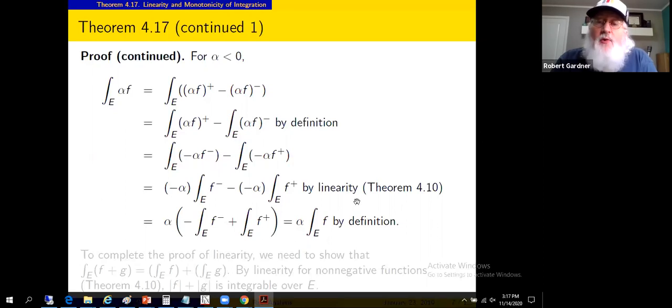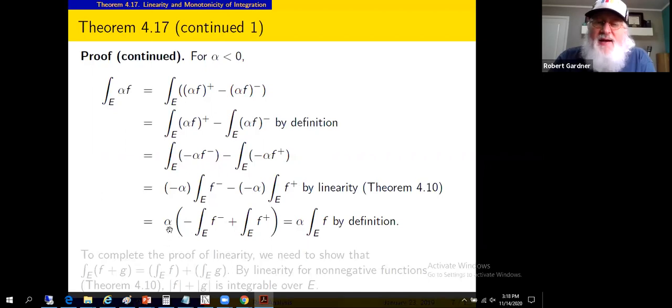Scalars come out as before, dealing with non-negative functions here. Also, the scalar's non-negative, right? Alpha was less than 0, so negative alpha is greater than 0. We didn't formally address alpha equals 0 in the proof, but it's not a surprise with alpha equals 0. Both sides of the equation are 0, and we're good. Here, we factor the negative alphas out. We're dealing with non-negative functions. We're okay with the linearity from the previous section.